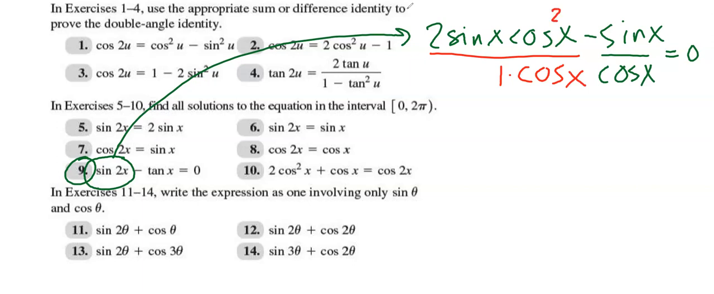Do you understand that I multiplied the top and the bottom by cosine x? I just decided to shortcut it by putting a square on the cosine in the top. Does that make sense? I don't want it to seem magical. I multiplied the top and the bottom by cosine x, so I would end up having common denominators.